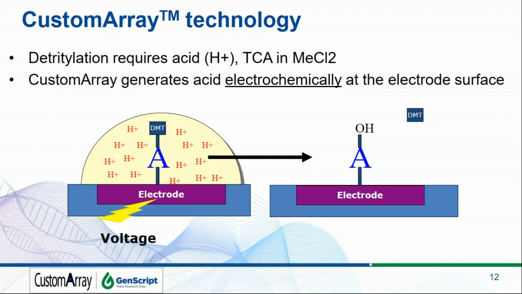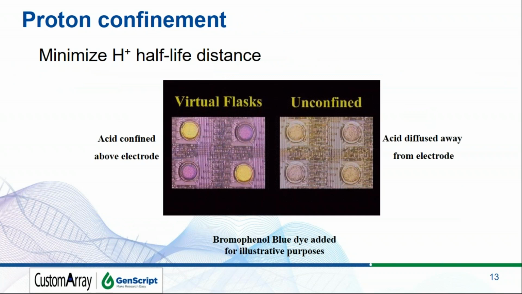So by turning on this electrode, we can generate the acidic environment in only that area, removing the protecting group of only the oligo being made on that electrode, leaving that free hydroxyl. So that particular base is now ready to have another base coupled to it. And that's basically the crux of the whole technology that we use here.